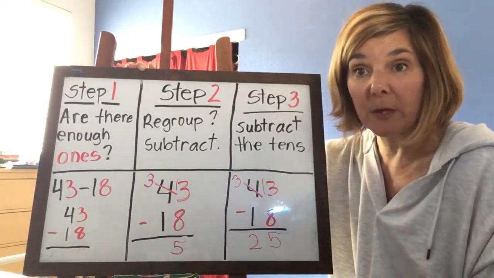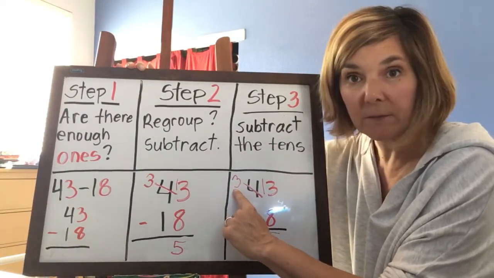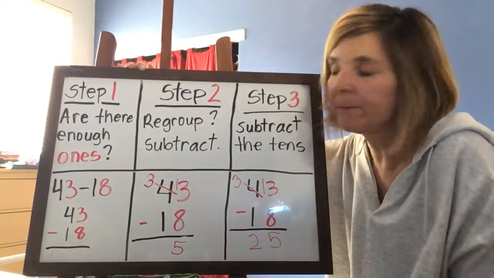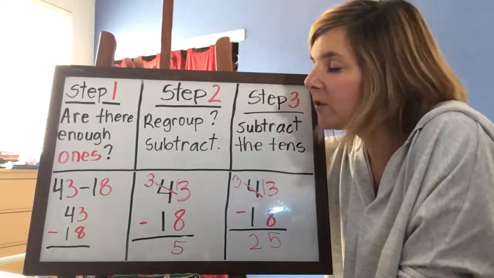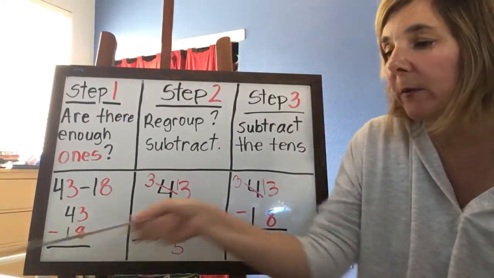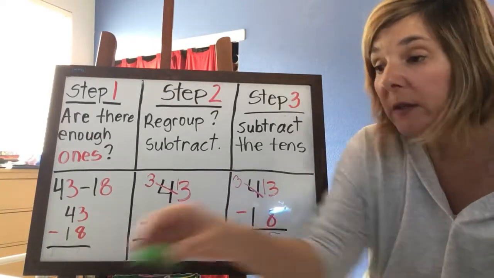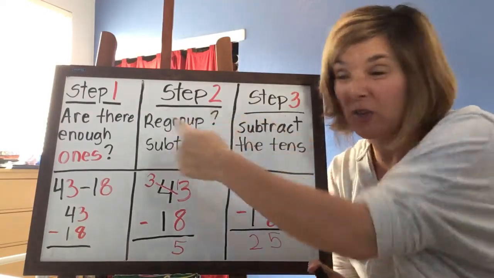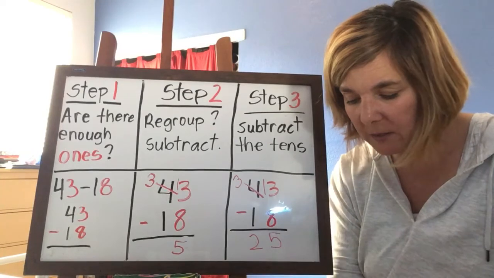Okay, step 3, subtract the tens. Take that 3 that you made when you slashed out the 4, take the 1 away, and you're left with 25. Okay, now let's try a few more on the whiteboard. Because you know what? When you subtract 2-digit numbers, you don't always need to regroup. Remember, step 2, regroup is a question. You have to ask yourself a question. You might not need to regroup.